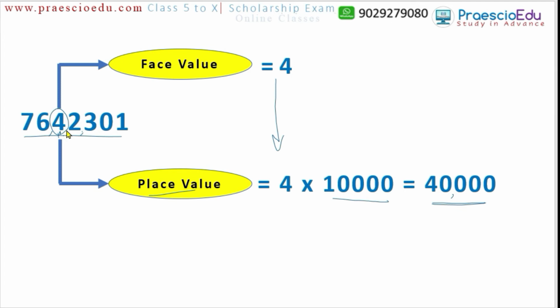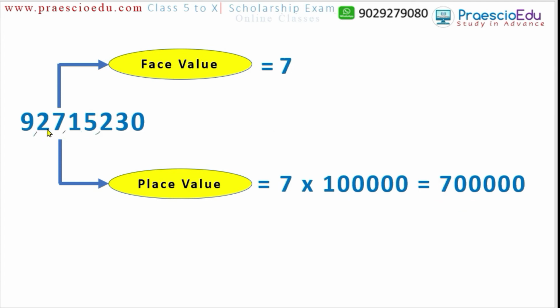Again, let's look at another example. Here 9 crore 27 lakh 15,230. In this one we will look at the digit 7. The digit 7 is the face value. And what is the place value of this 7? We have to count from the unit: 10, 100, 1000, 10,000, and this is the lakh. So lakh is the position of that particular location, the place position. So here it is 1 lakh, and the face value is 7.